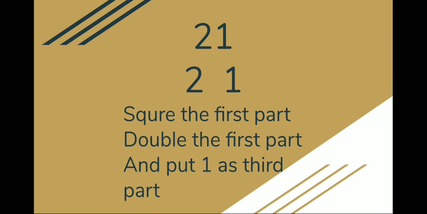I have broken down 21 into two parts, 2 and 1. My first part is 2 and my next part is 1. Now we have to remember that we have to square the first part, double the first part, and put 1 as the third part. You will have three numbers now. One number will be the square of the first part, the second number will be the double of the first part, and the third number will be 1.